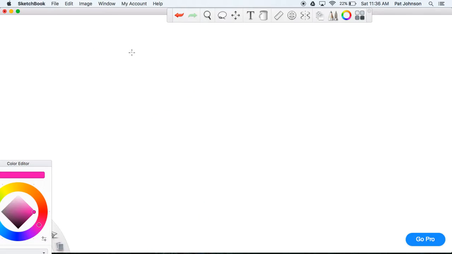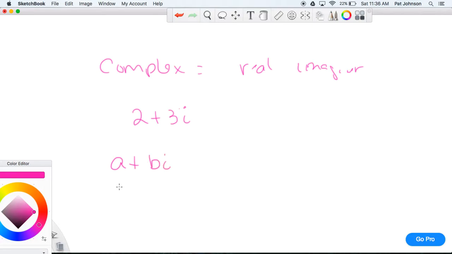All right, let's look at complex numbers. What is a complex number? That's when you have a real part and an imaginary part. So let's consider 2 plus 3i. 2 is real and 3i is the imaginary part, and they're not like terms, so we cannot combine them. Therefore, we say it's a complex number, and the standard form for a complex number is a plus bi, where a is the real term or the real part, and b is the imaginary term or the imaginary part.